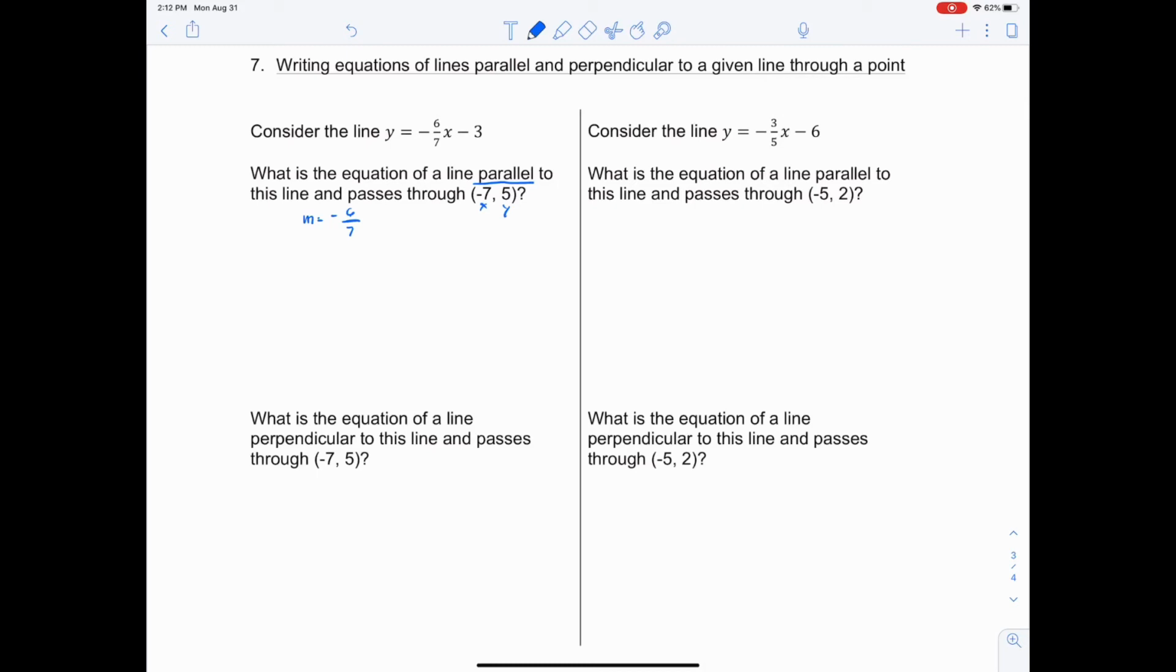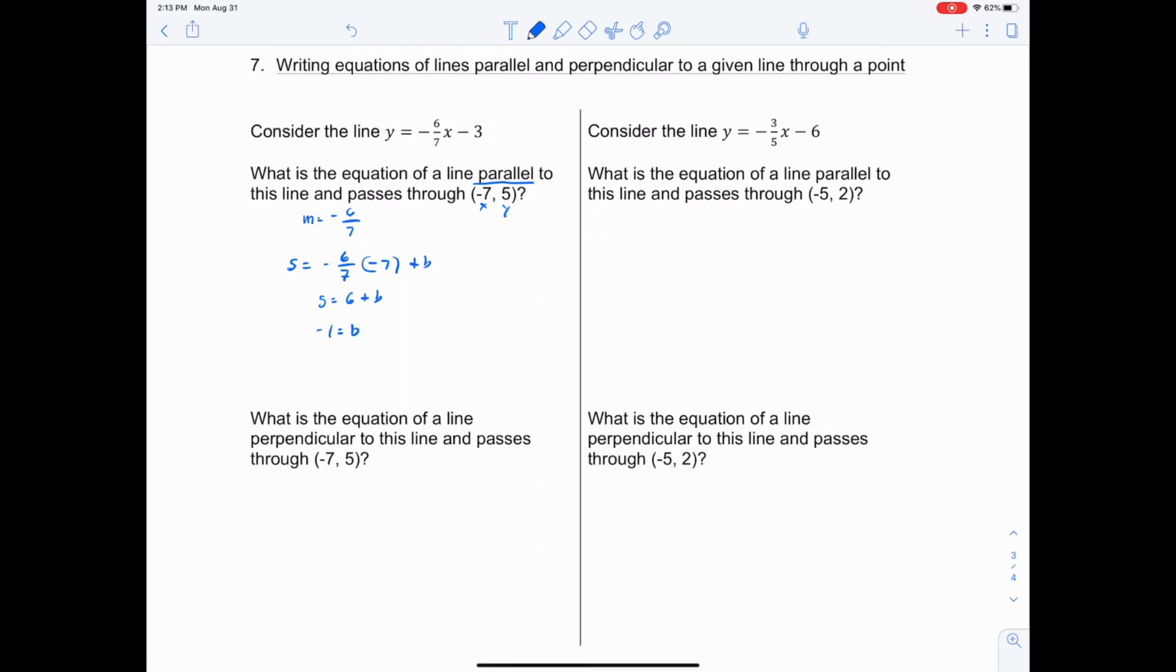So I have my y, which is 5. I got that from up there. It equals -6/7, because it's parallel, I have the same slope, times my x, which is -7, plus b. That gives me 5. Those 7's cancel, the -7's. So I'm just left with 6 plus b. You minus 6 from both sides, you get -1 equals b.